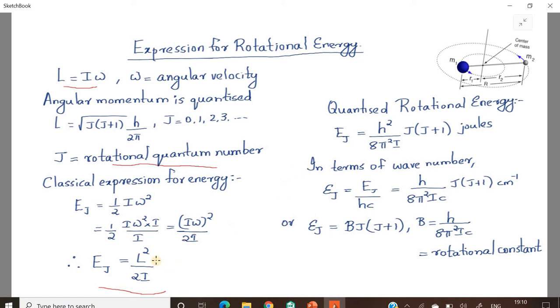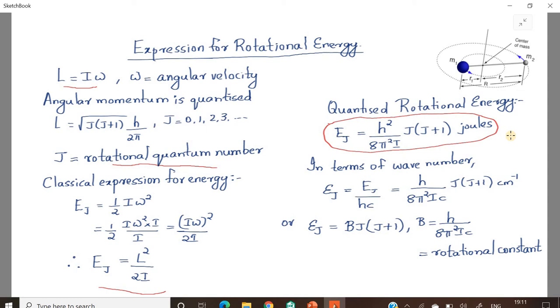Now if we substitute the value of L in this equation, which is L equals root of J into J plus 1 into h by 2 pi, therefore L square becomes h square by 4 pi square into J into J plus 1. If we substitute that, we will have the quantized rotational energy of a diatomic molecule, that is E_J equals h square by 8 pi square I J into J plus 1 joules. The energy is in joules.